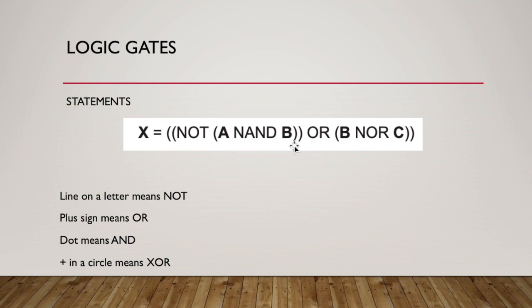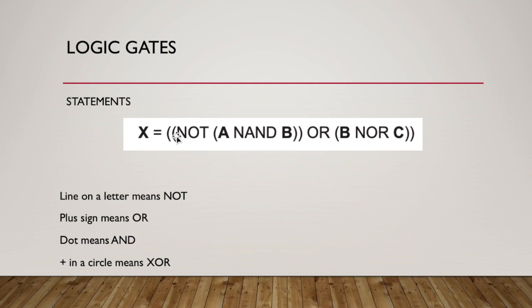Pay attention where the brackets are, okay? Do it exactly like you would in a mathematics exam. Go to your inner brackets and connect those ones first. So with this example, you would connect A and B with a NAND. Separately, you would connect B and C with a NOR. And then you would connect both of those with an OR. Okay? And then at the end of that, before you connect it to your X, you would put a NOT gate.